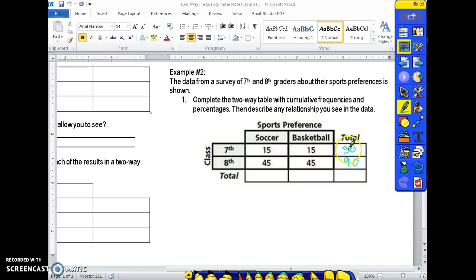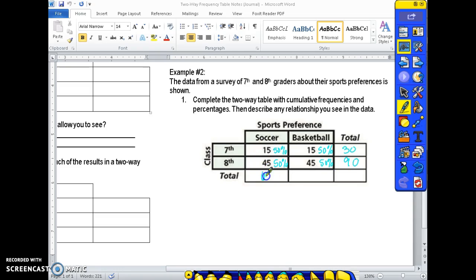15 out of 30 7th graders prefer soccer. That is half. 15 out of 30 7th graders prefer basketball, which is also half. 45 out of 90 8th graders prefer soccer. That is half, which leaves us with half for our basketball.